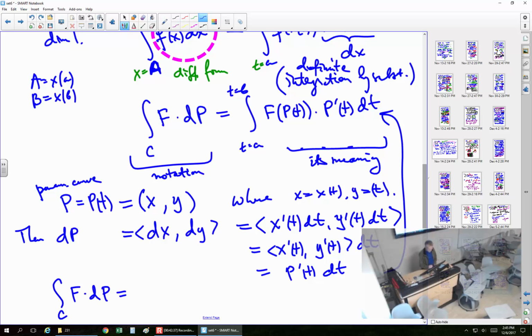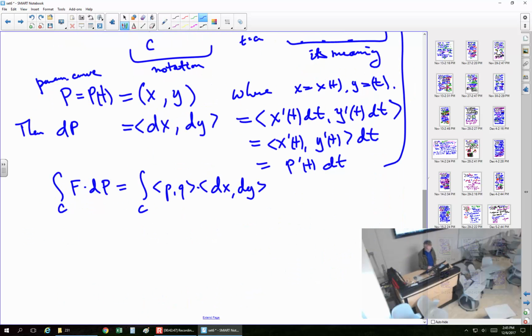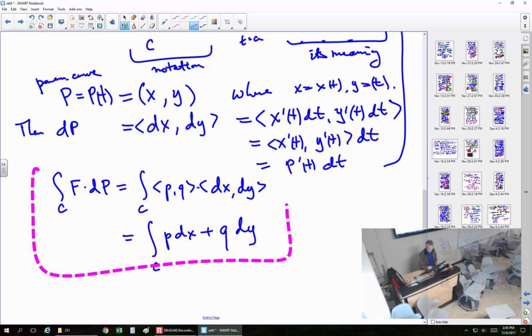I have the integral over C of F dot dp. What is it equal to? F is (P, Q) and my dp is (dx, dy). And this is a dot product, so I just do the dot product: P dx plus Q dy. Okay, so that is the notation that I'm talking about.